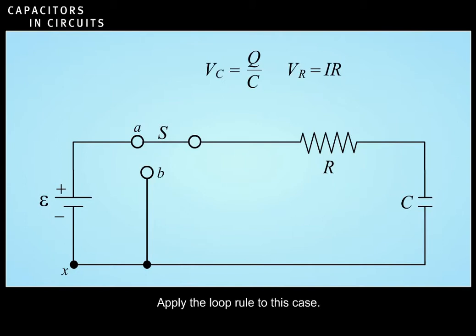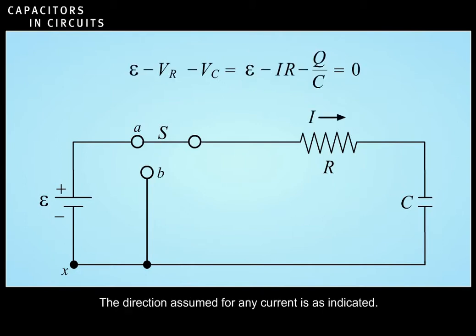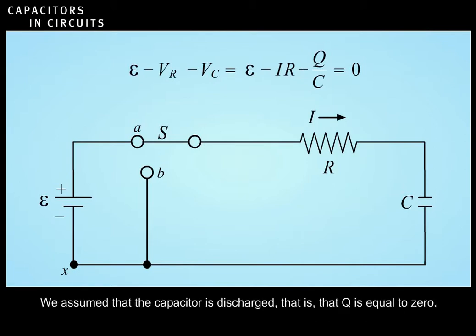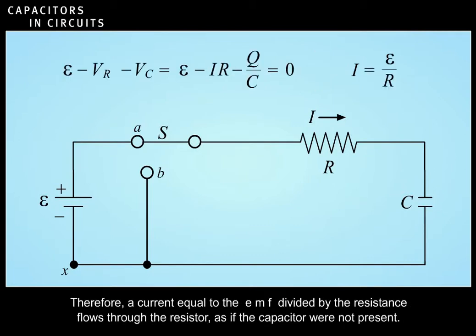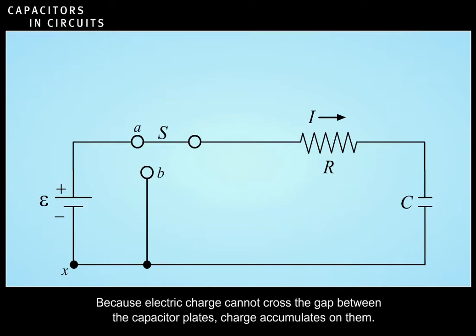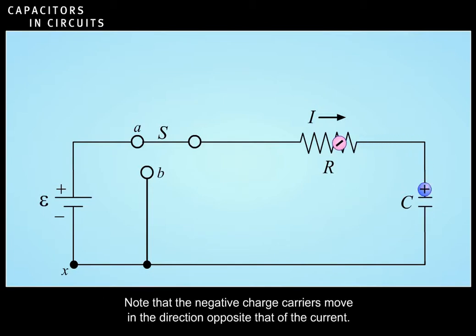Apply the loop rule to this case. The direction assumed for any current is as indicated. We assume that the capacitor is discharged, that is, that Q is equal to 0. Therefore, a current equal to the EMF divided by the resistance flows through the resistor, as if the capacitor were not present. Because electric charge cannot cross the gap between the capacitor plates, charge accumulates on them. Note that the negative charge carriers move in the direction opposite that of the current.